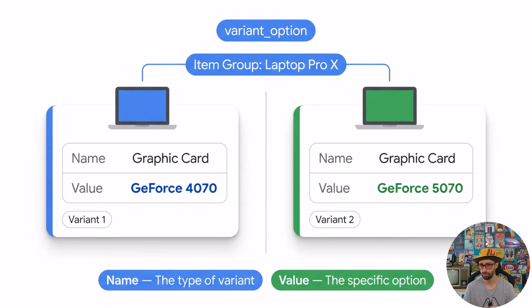Now there's an important requirement here. Variant option works together with the item group ID attribute and the item group title attribute, which is the new one. If you're not already using the item group ID to group your products together, you need to set that up first. Variant options is built on top of that grouping structure. This attribute is a big deal because it allows AI services to understand the differences between your variants in meaningful, structured terms, not just inferred from a product title.